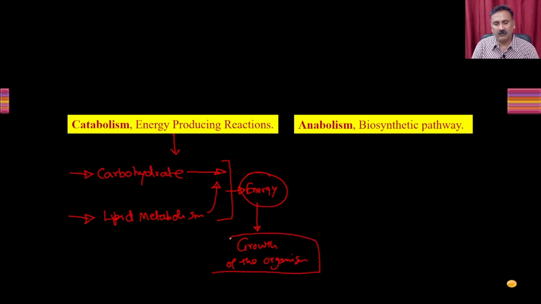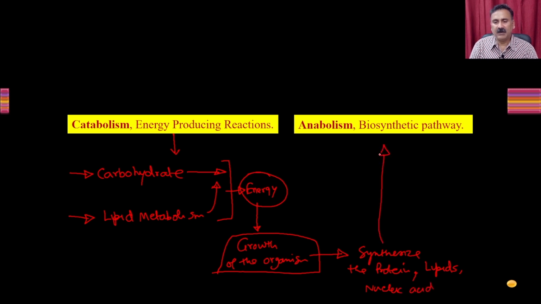When you want to grow, you have to synthesize new biomolecules. You have to synthesize the proteins, right? Because you have to prepare the new cell. So you have to prepare the proteins, and the lipids for the plasma membrane, and you also have to synthesize the nucleic acids. All this synthesis comes under the reactions collectively called the anabolic reactions.